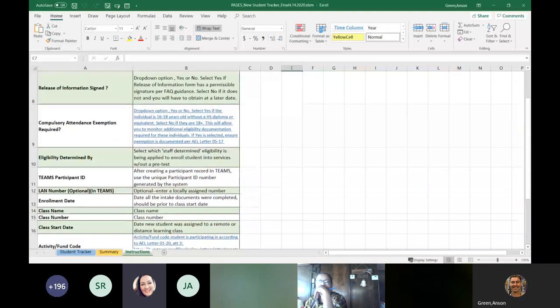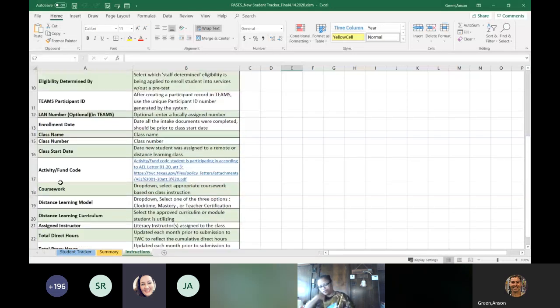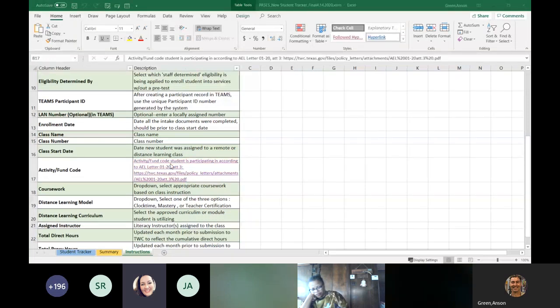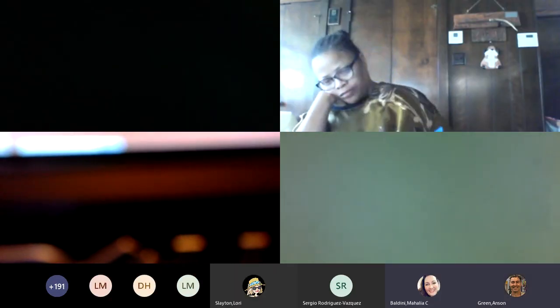And for those of you on the call that may be Accelerate Texas grantees, just know that I'm working with Ann to do something very similar for you guys. If you'll notice on the instruction piece here, there's an activity or fund code. And then if you click on that link, Anson, hopefully it works. If you actually just click in that cell, it's going to take you directly to this attachment that went out in AL letter 0120, which lists out all the fund codes.